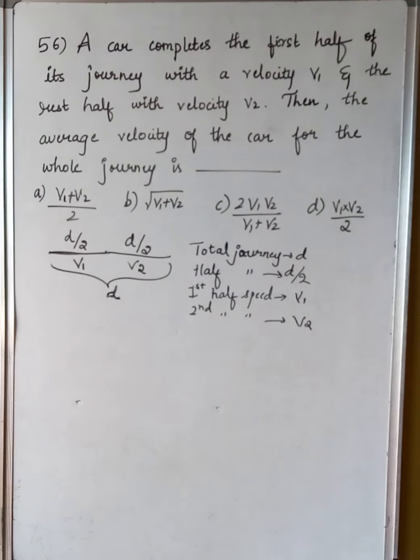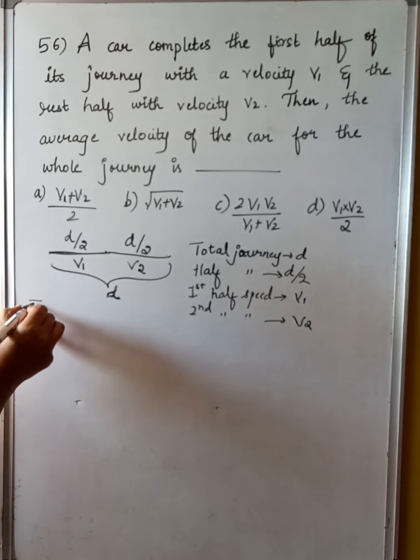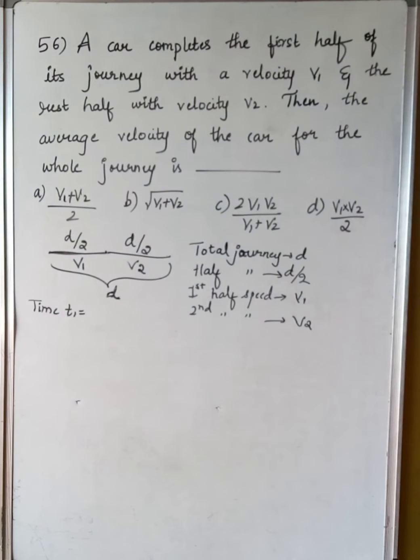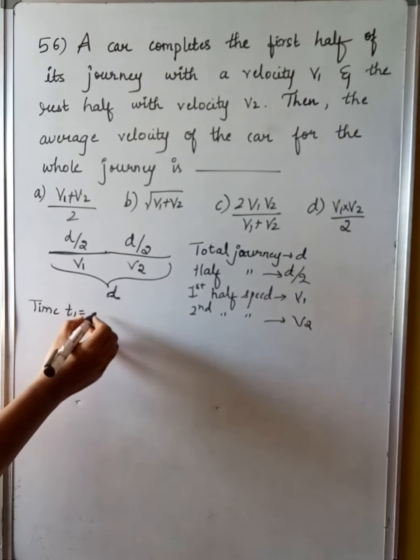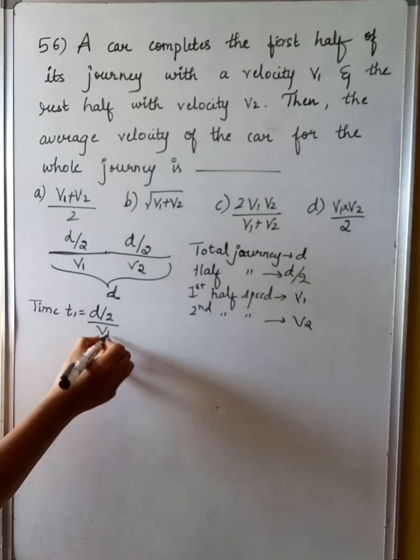the time. So, the time for what? The first half session. So, the first half session time, I'll be considering as T1. So, the time formula is nothing but distance divided by speed. So, the first half distance is nothing but d by 2 whole divided by v1.